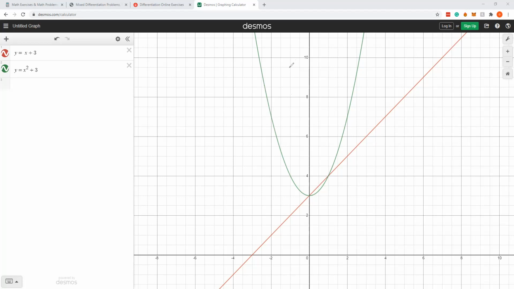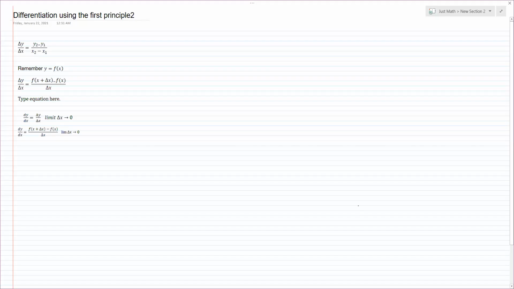Let's go back here. So the idea of using differentiation is to find the rate of change, to find a gradient at a particular point, especially on a curved graph. All right, so I put this here.